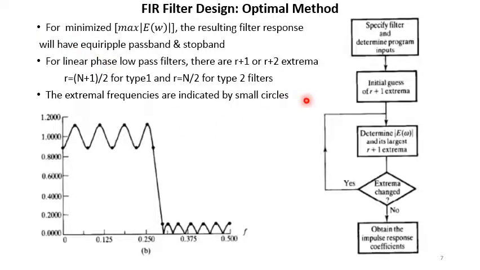The simplified flow chart for the optimal method is as shown here. First, you have to specify the requirements of the filter and determine program inputs. With the specification of the filters, you can find out the number of filter coefficients. Once you have these, you can find the value of R, and then using that R you find the extrema. Then you determine the EFW and its largest R plus 1 extrema. If the extrema change, you repeat this step and keep changing until you get a constant. Once you get constant extrema, you get H of W, the practical response, and taking the inverse Fourier transform of H of W results in the desired filter coefficients.